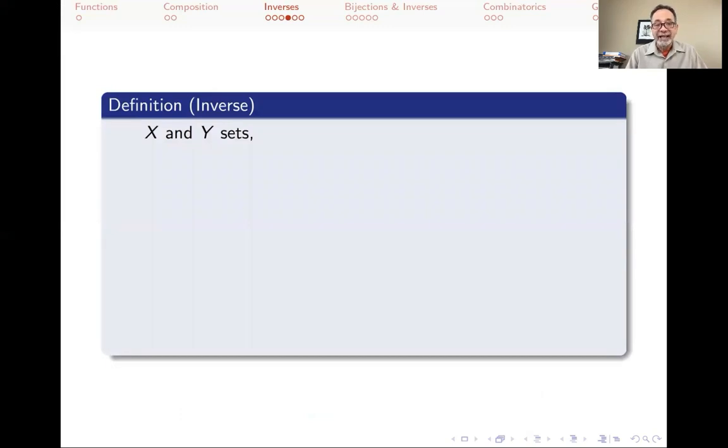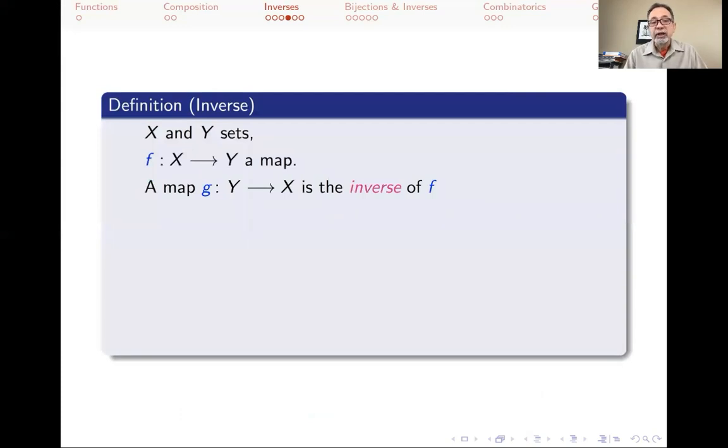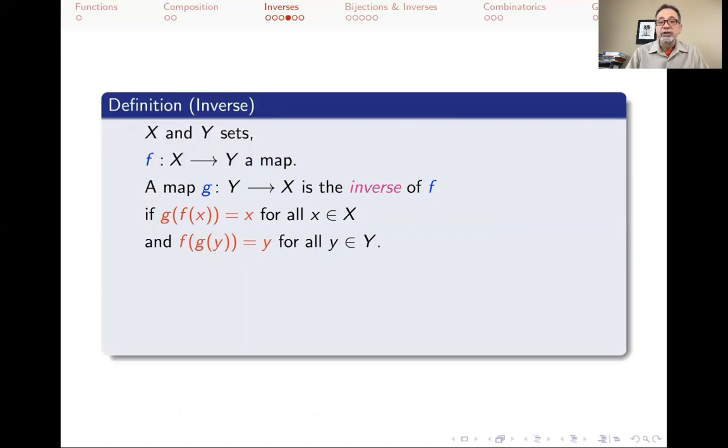If x and y are sets and you have a function f from x to y, then a map g from y to x going the other way is called the inverse of f if g of f of x is x for all x in x, and f of g of y is y for all y in y. Such a function, if it exists, is called the inverse of f, and we denote it by f raised to the power minus 1. So f inverse is the name that we give it so that we don't have to keep saying g is the inverse of f. You could call it anything else you want. You can call it Fred if you want.